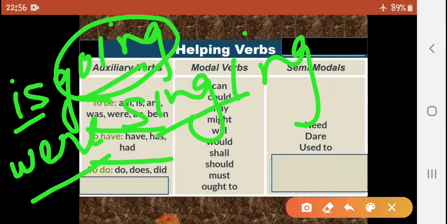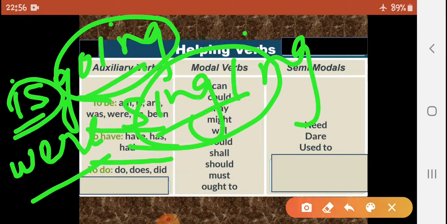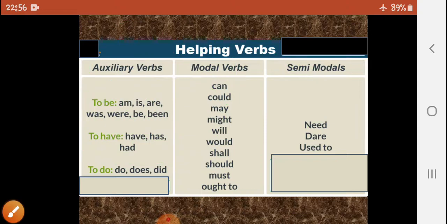See, these are the two action words, right? Singing and going, and they are coming with is. So this is which tense? This happens in tenses. First example, is going, is an example of present continuous, and second example, were singing, is an example of past continuous. So when these verbs are used in tenses, they are known as helping verbs.